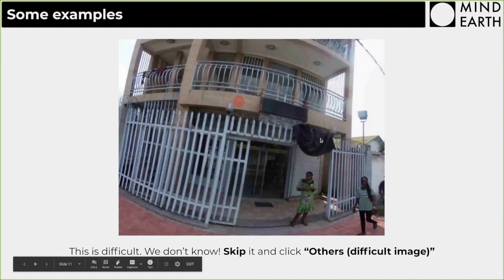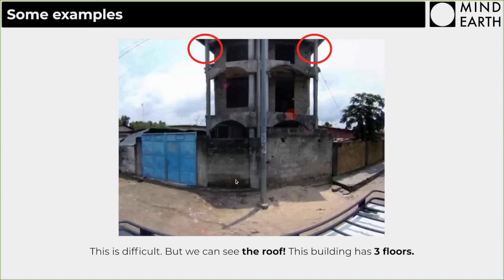This is another example of a difficult building. We can see that this is the tallest building, but we can also see that the roof is visible in the image just above the third floor. So you should look at images carefully. In this case, there is a roof. So you can give the answer because the roof doesn't count. This building has three floors: 1, 2, and 3.